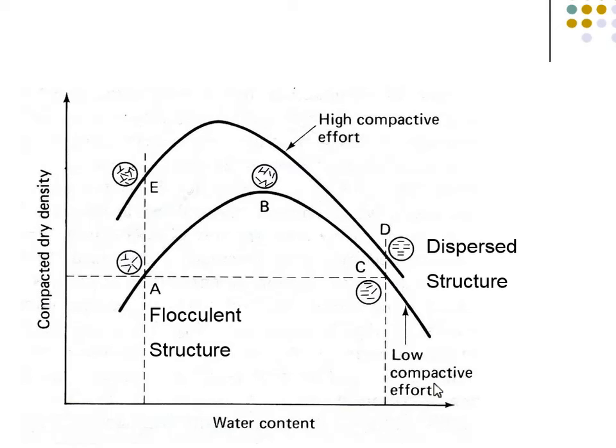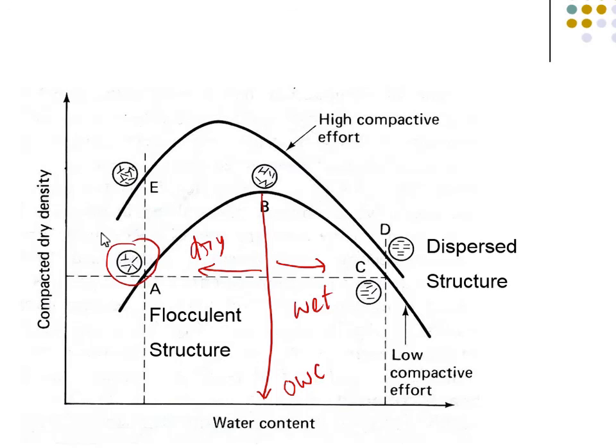Now, this is a very interesting figure, and this brings in some of the things which we have talked about under the section on clay mineralogy in our chapter. What I would like us to focus on is this chart, which is for standard compaction. So this is our optimum water content. When the water is lower than optimum, we call this dry of optimum. And when the water is more than optimum, we call it the wet side of optimum.